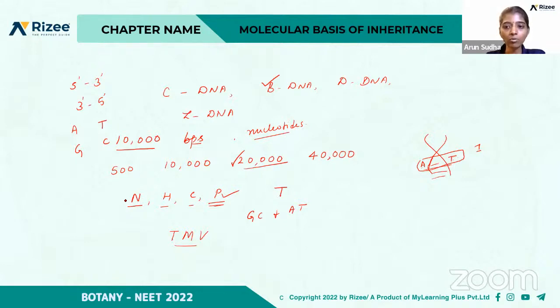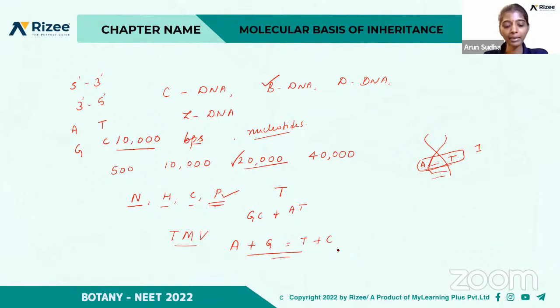Chargaff's rule is given as purine is not equal to pyrimidine. So that is a wrong statement. The correct statement is, in the case of Chargaff's rule, A plus G, that is purine, is equal to pyrimidine. So B is the right option. So purine is equal to pyrimidine. B is the right answer. A plus G is equal to T plus C.